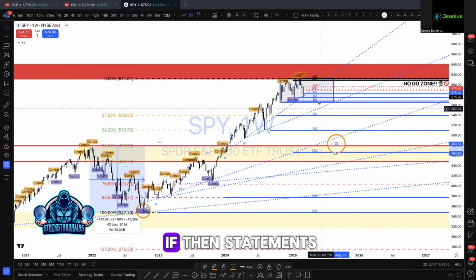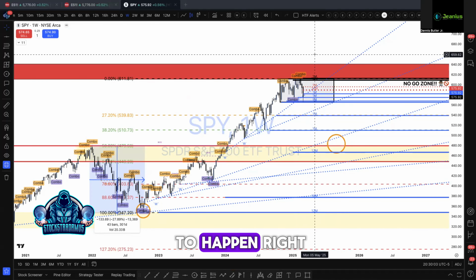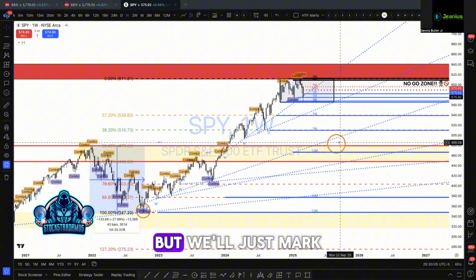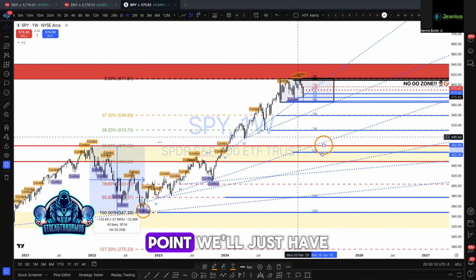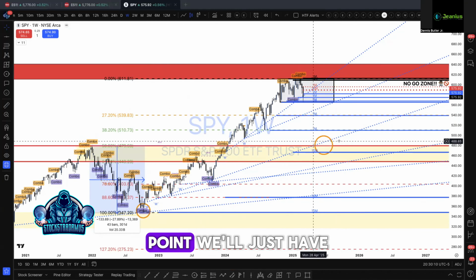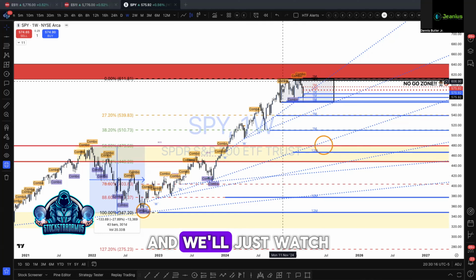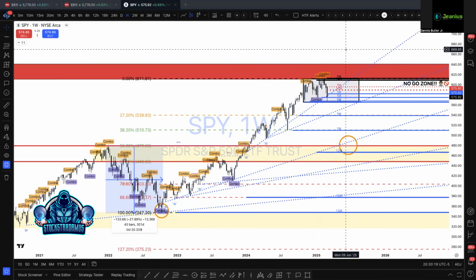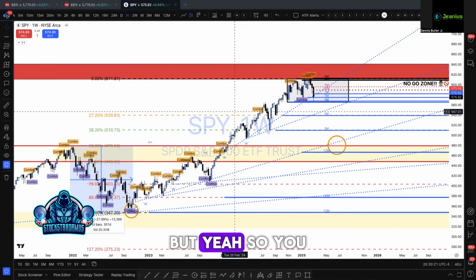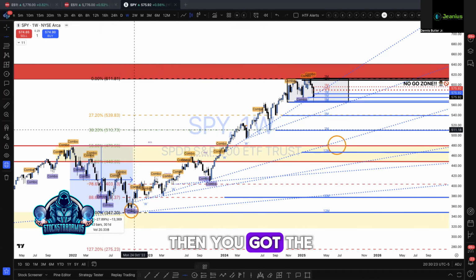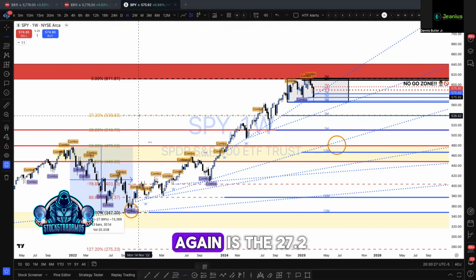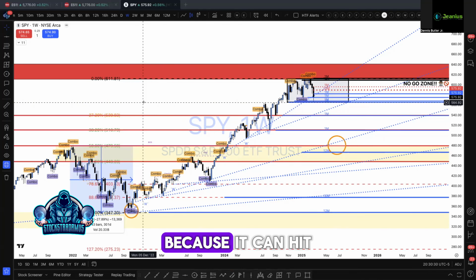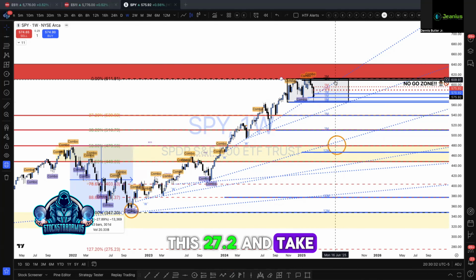But we're talking about if-then statements. That's if this starts to happen, right? But we'll just mark this area out here as the next 50% point. We'll just have this here so it can be a point of interest. And I'm going to leave it on this chart, and we'll just watch and see how it unfolds. But yeah, so you've got the 50% and then you've got the 38.2%. Now, an honorable mention, once again, is the 27.2, because it can hit this 27.2 and take off.